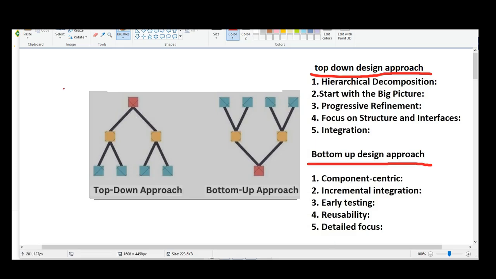Welcome to my channel. Today we are going to discuss the top-down design approach and the bottom-up design approach. First of all, we will discuss the top-down design approach.